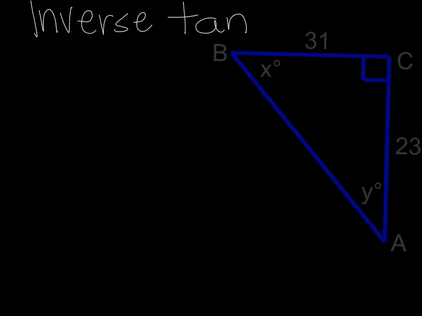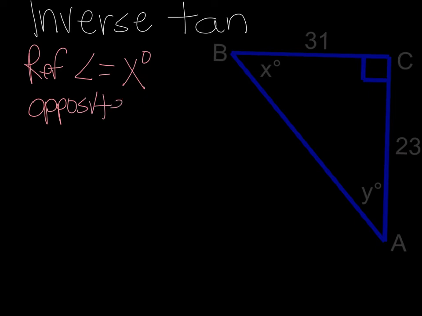As you can see, we need to identify our reference angle. First, we'll look at reference angle B. The angle for B is unknown, so we can write reference angle equals x degrees. Well, we can also see that the side opposite angle B is 23. And the side adjacent to angle B is equal to 31.